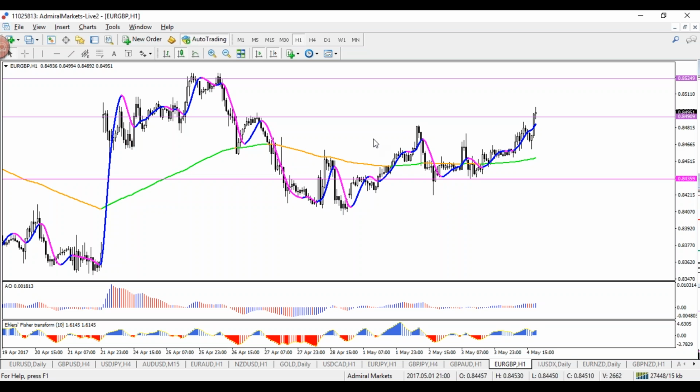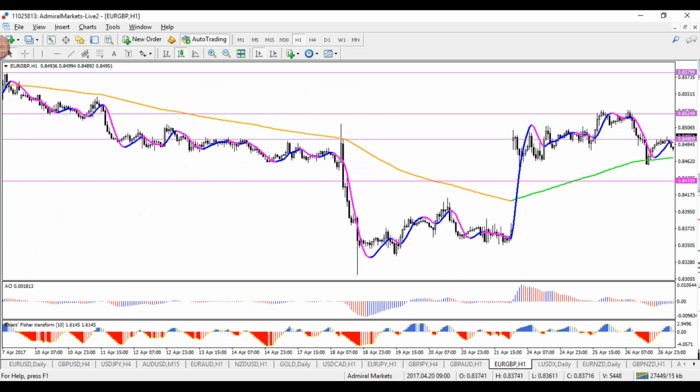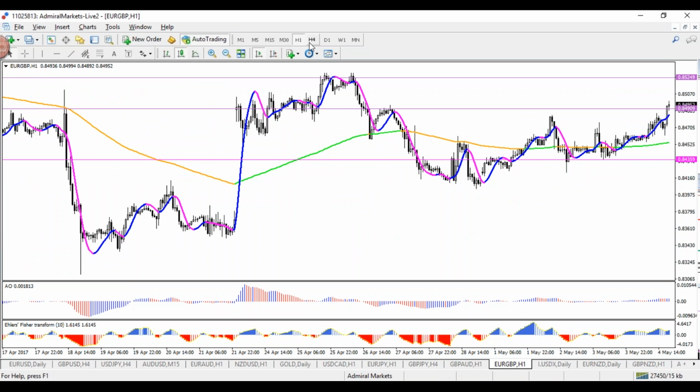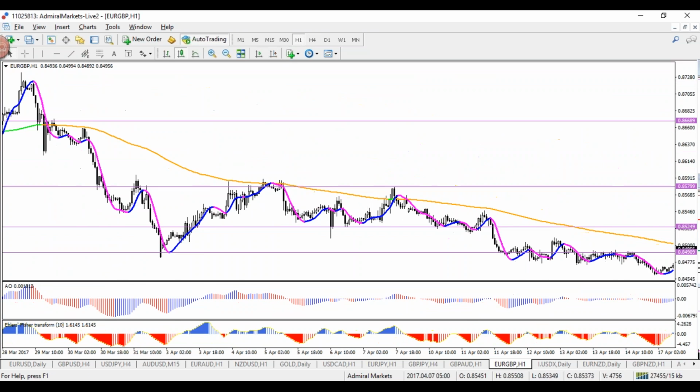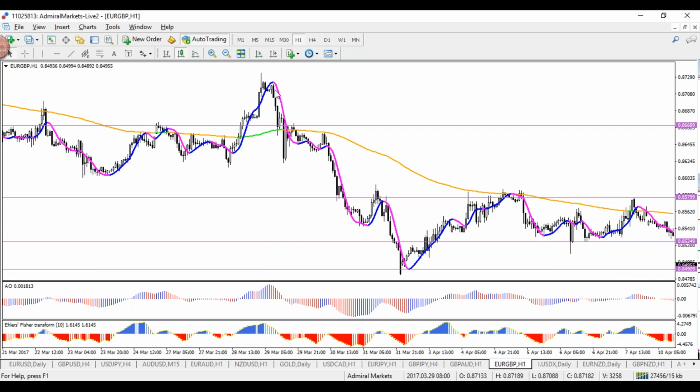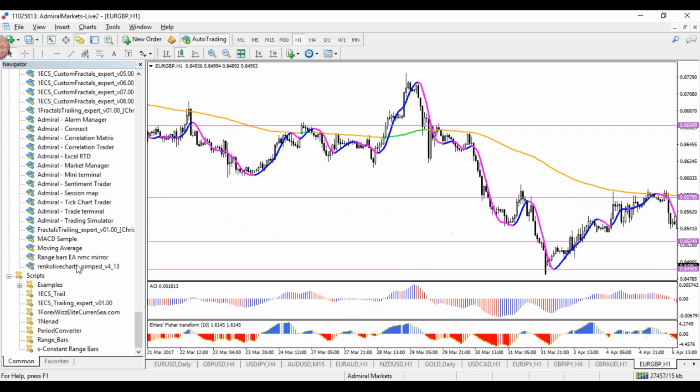We can take a look at some historical examples. For instance, here you can see that there was probably nothing to look at because price was bouncing around that long-term moving average. But we could take a look at this downside here, perhaps. Let's take a look.